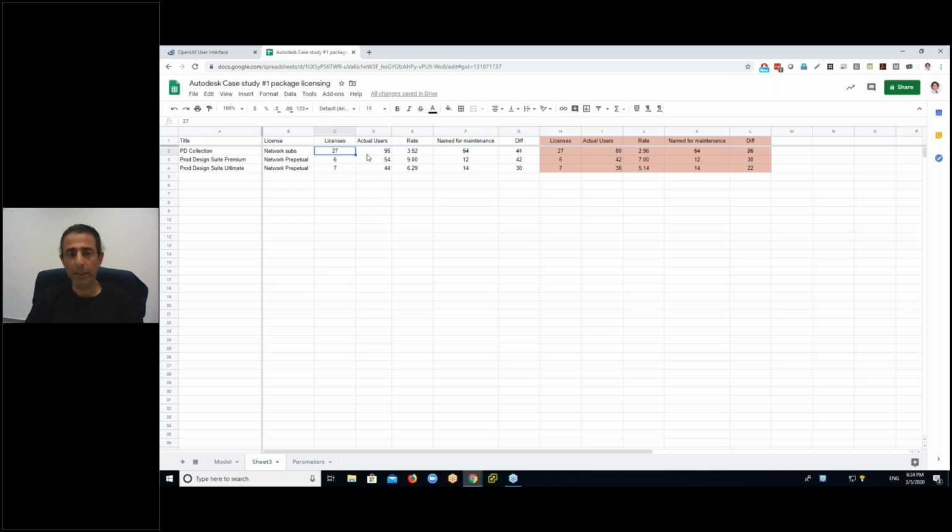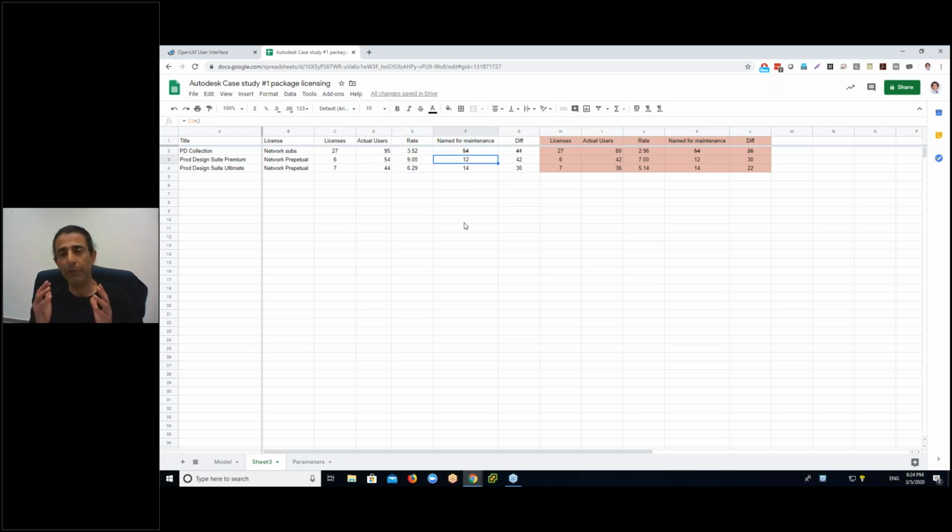So here, 27 licenses, 95 users. The rate is almost 3.5. Here the rate is much higher, 9 users per license, and here we have a little more than 6.